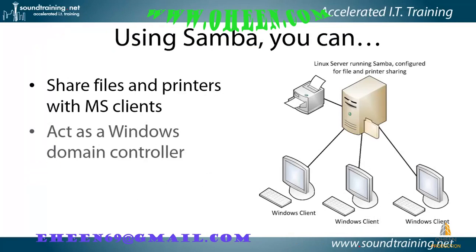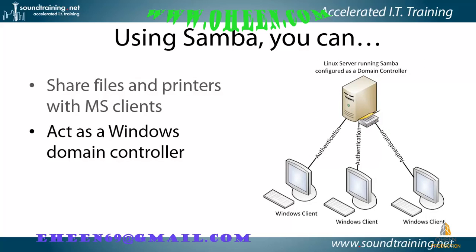What can you do with Samba? Well, the main thing that most people seem to use it for is for sharing files and printers with Microsoft clients from a Linux server. As you can see in the diagram, there's a Linux server running Samba with a printer attached to it, and it's configured for file and printer sharing. And then you have Windows clients, maybe Windows 7 or XP or even older Windows clients, connecting and accessing file shares and the printer. You can also use it for authentication to set it up as a Windows domain controller, although I don't see that done nearly as much as the file sharing.